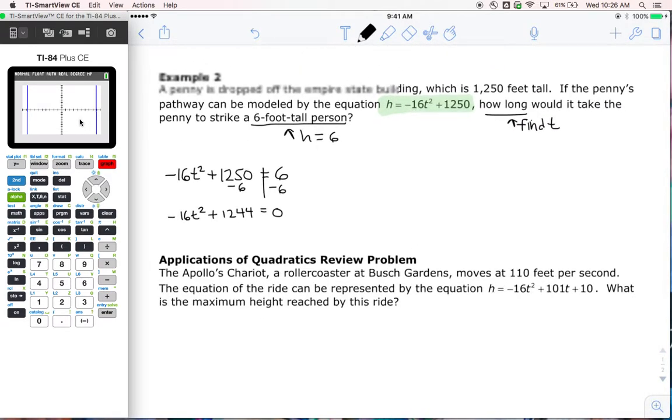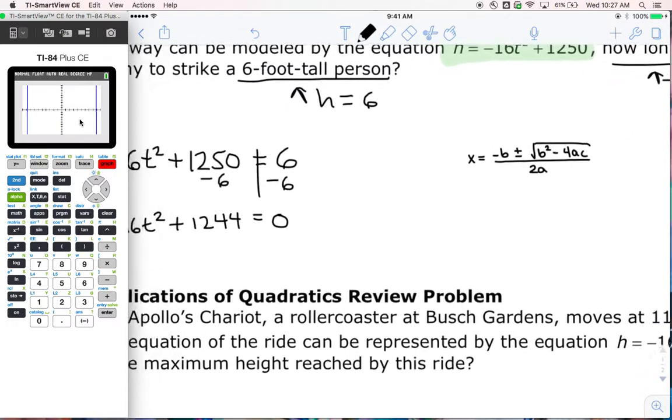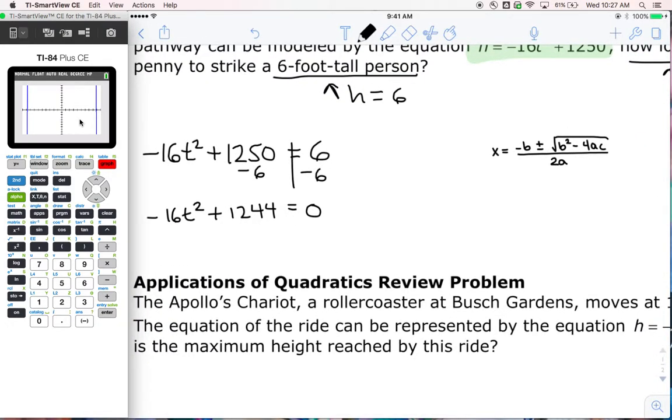Guys, if you have to solve it by hand and it's equal to 0, I would recommend using the quadratic formula. Okay, so we're going to use the quadratic formula here to solve. Let's quickly write down my numbers here. We know the number with x squared is a, or in this case t squared, so we're using negative 16. There's no number with just x or just t, so we use 0 for that. And then finally c is 1244.